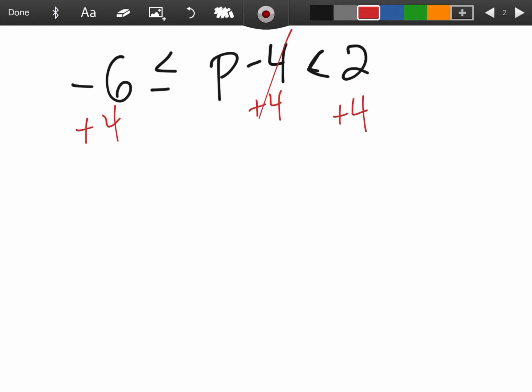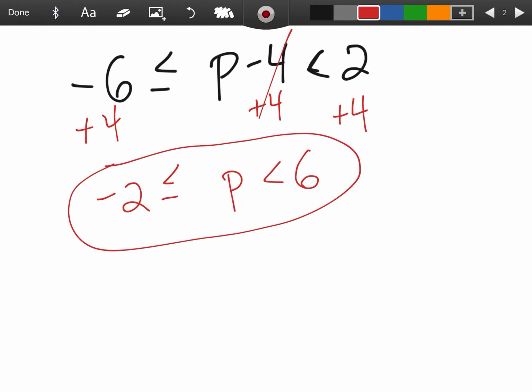Here, that just cancels out. I'm just going to be left with p. And then negative 6 plus 4 gives me negative 2. The sign is going to stay the same. And then 2 plus 4 gives me 6. So I know that p is going to be greater than or equal to negative 2 and less than 6 in this case. So greater than or equal to negative 2 and less than 6.